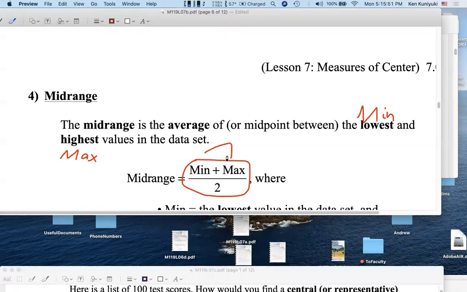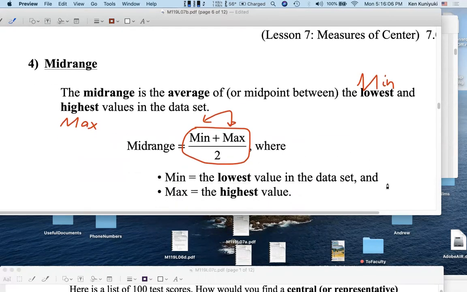Of course, you could switch min and max. It could be max plus min all over 2. Remember, addition is commutative. Order does not matter. Bottom line, you average the two extreme scores, right? You add them up, divide by 2. Again, the min is the lowest value in the data set. There could be ties. The max is the highest value in the data set. There could be ties.